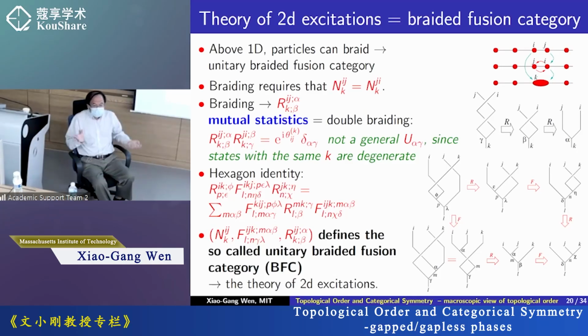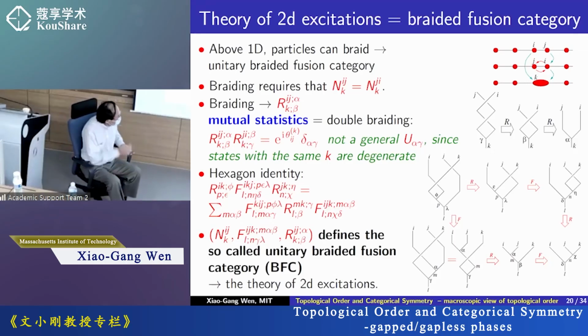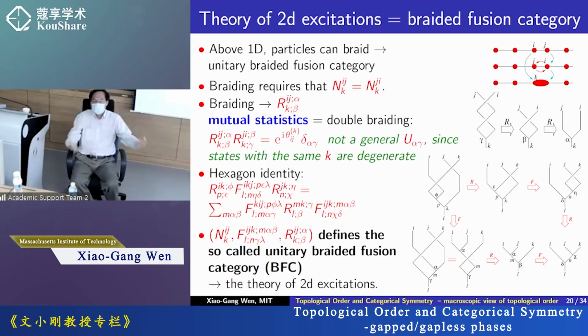And that's it. So I think this is a good data. It's easier to understand than R simple. So one can use this data to describe the mutual statistics, the braiding. Okay, then we include the braiding. Then this is three tensors. Now we have R tensor, or this is theta Ijk. We would define the so-called unitary braid fusion category, and they are the theory for two-dimensional excitation.